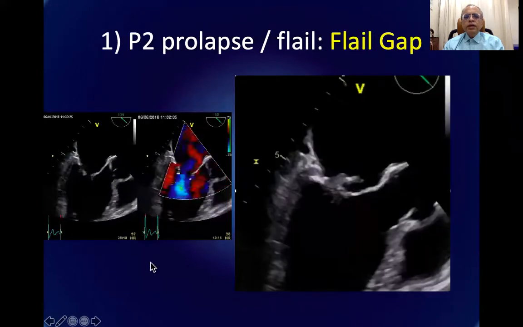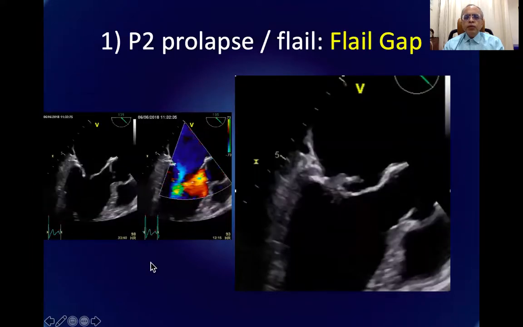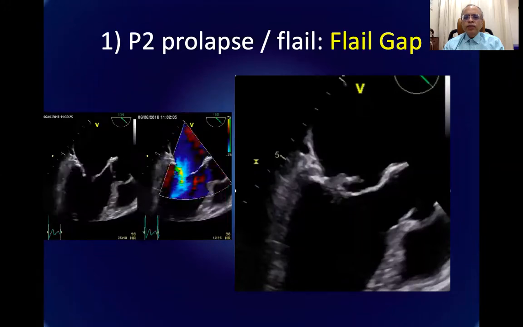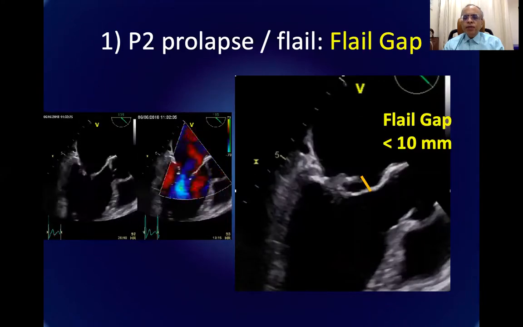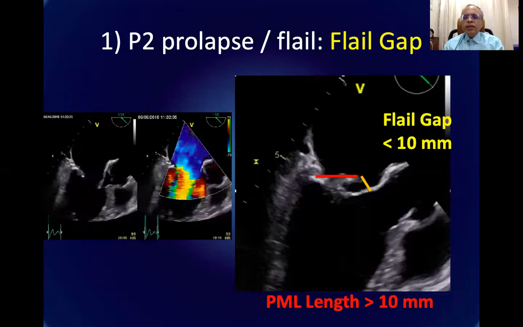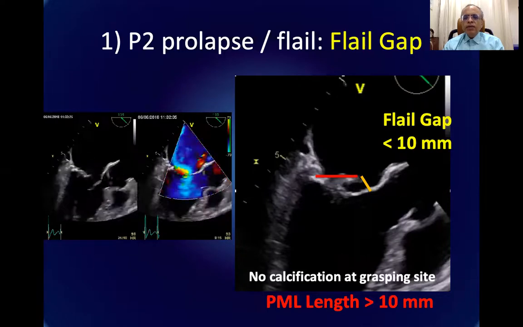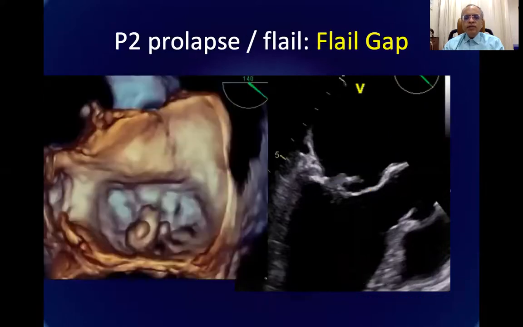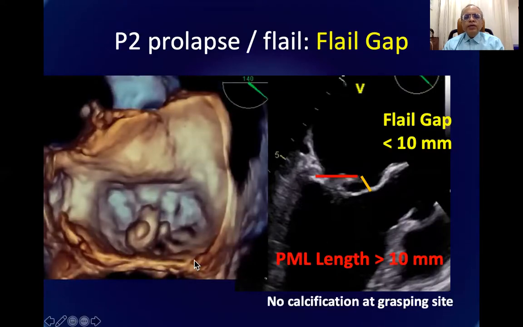So in the Carpentier type 2, where there is a prolapse, what we measure is the flail gap, which should be less than 10, and the PML length, which should be more than 10 millimeters, and there should be no calcification at the grasping site. We also have to measure the flail width by either a 3D or a transgastric view, which should be less than 15 millimeters.